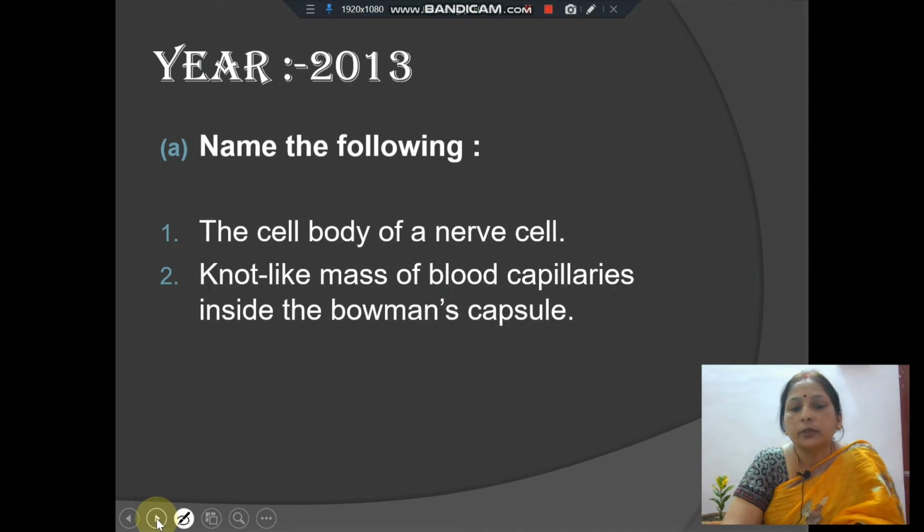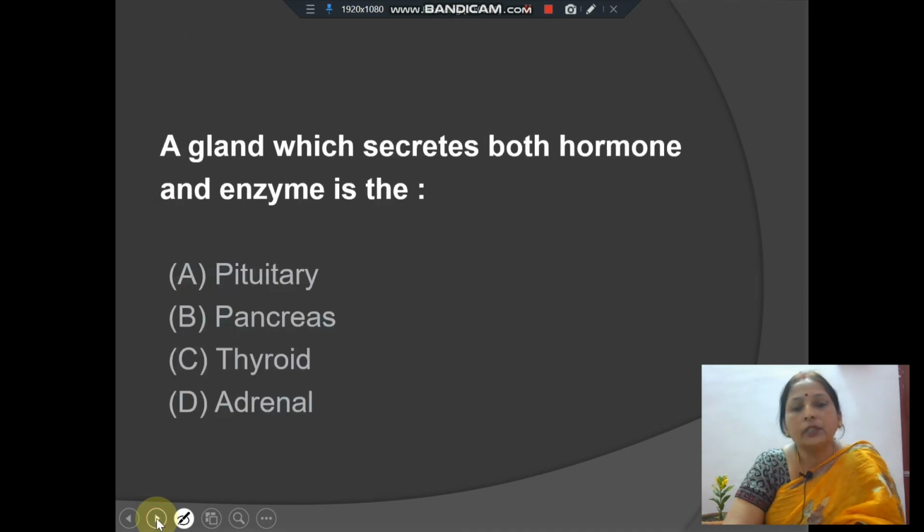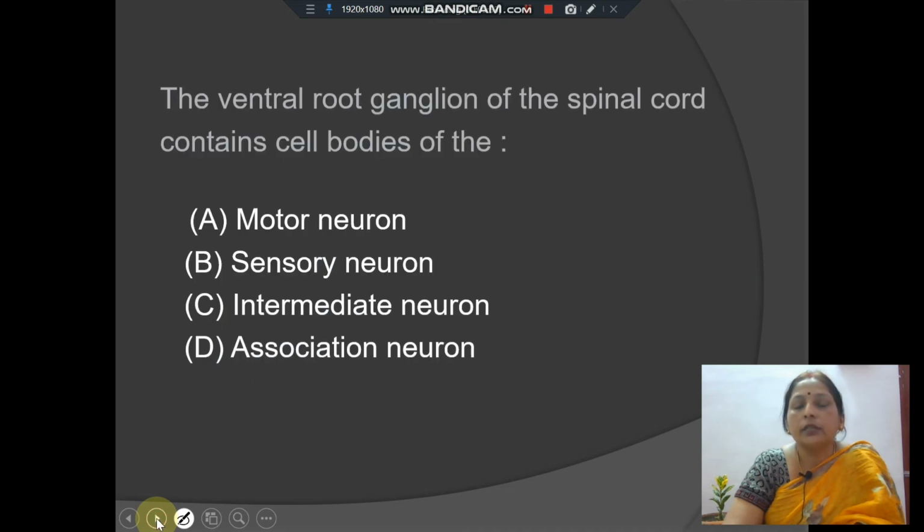The mass of blood capillaries inside the Bowman's capsule is the glomerulus. Choose the correct option from the 4 options given below. Pulse wave is mainly caused due to systole of the left ventricle. A gland which secretes both hormone and enzyme, pancreas. The ventral root ganglion of the spinal cord contains the cell bodies of the motor neurons.